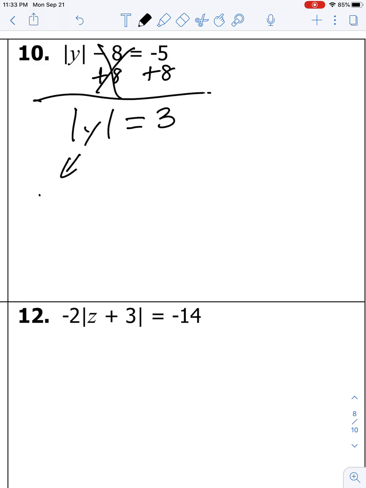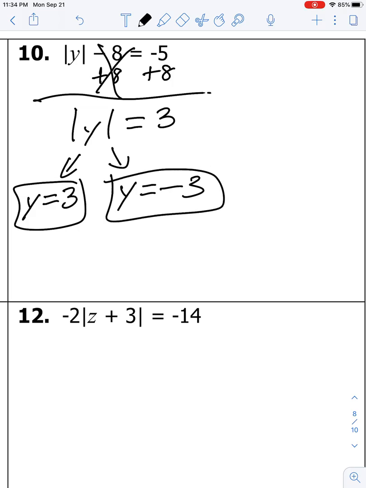So meaning we write what's on the inside, set it equal to what's on the other side. Then we write what's on the inside again, set it equal to the negative of what's on the other side. And again, clearly it shows us the answers right off the bat.